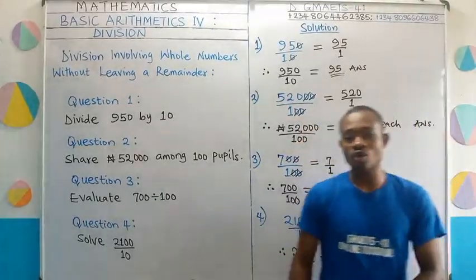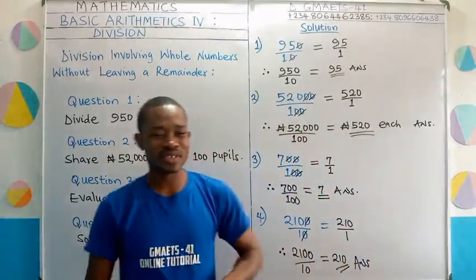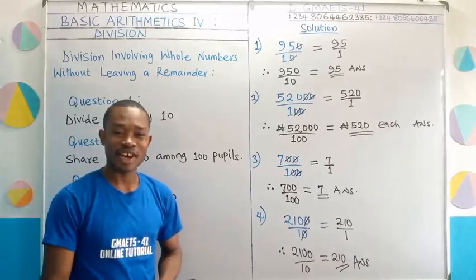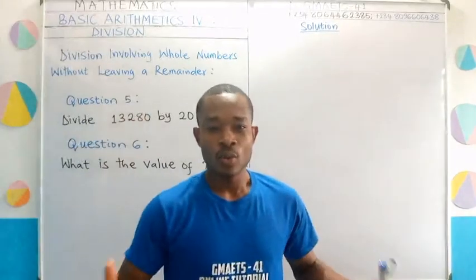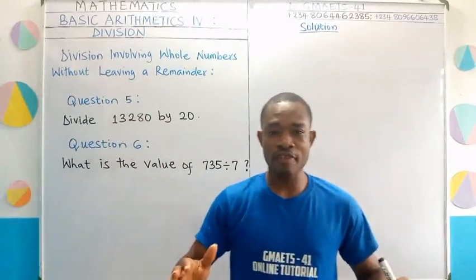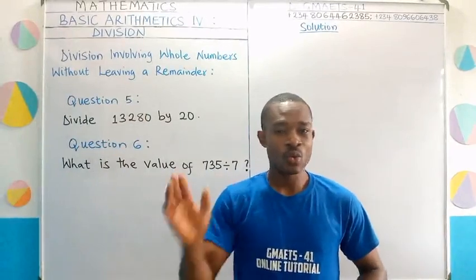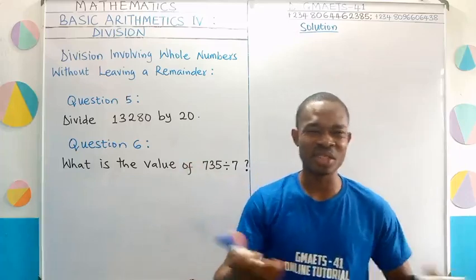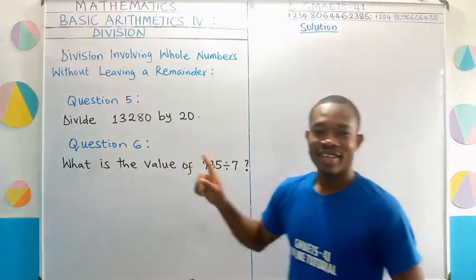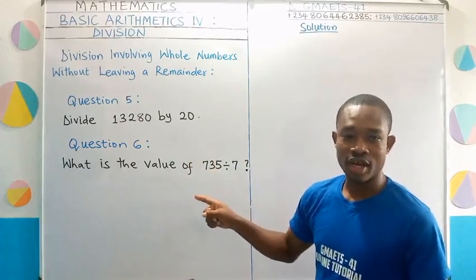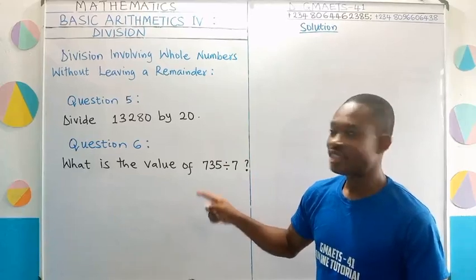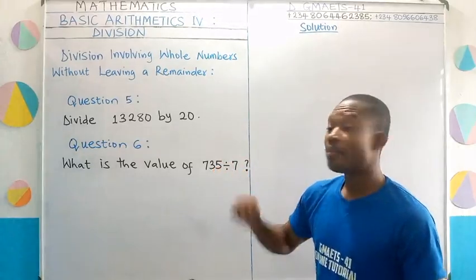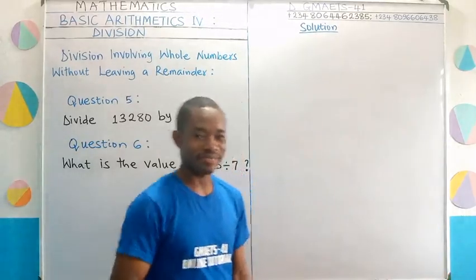Let us move on to other important questions on division. Are you following? Question number 5. We are going to solve question number 5 and 6. We already solved questions 1 to 5, where we just played around. Those were not real division problems. The real deal has begun. And the first question we'll have here is to divide 13,280 by 20. So how do we go about it?